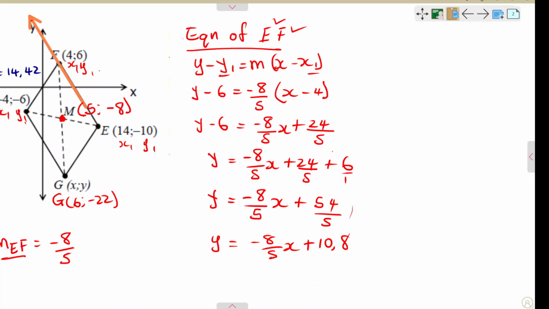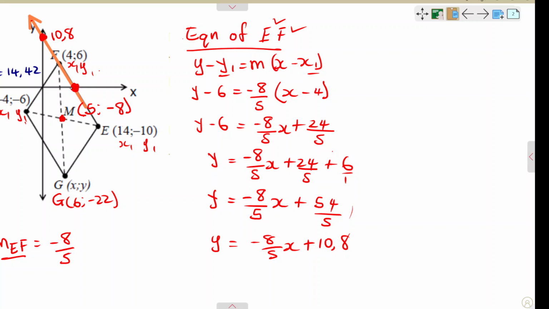Yeah, here is a straight line for this line EF. Can you see that this line is now cutting the y-axis at 10,8? Yeah, so it's cutting it at 10,8. That is a y coordinate. And it's cutting these x values. What is the point here at x?